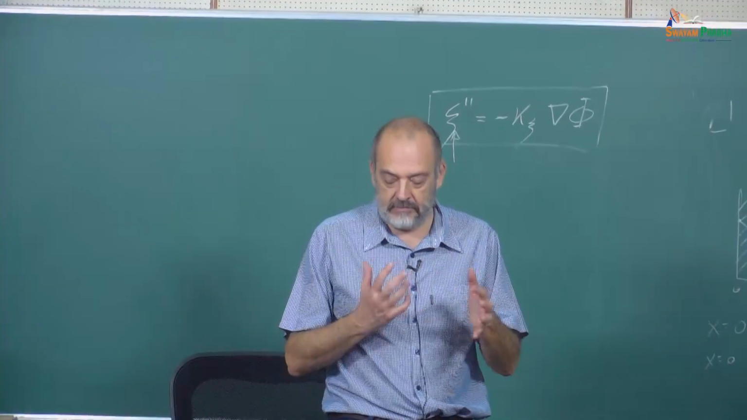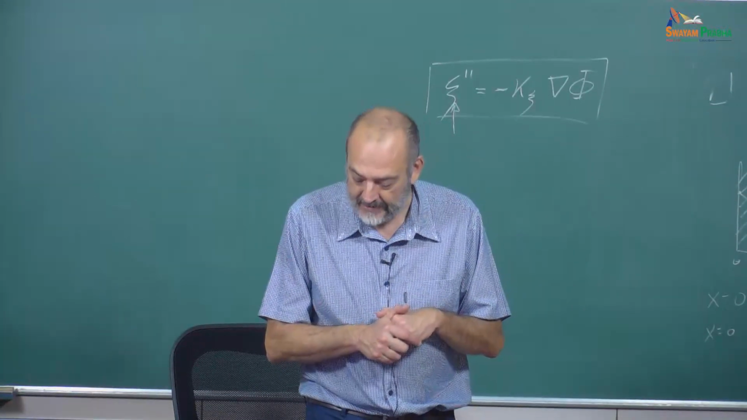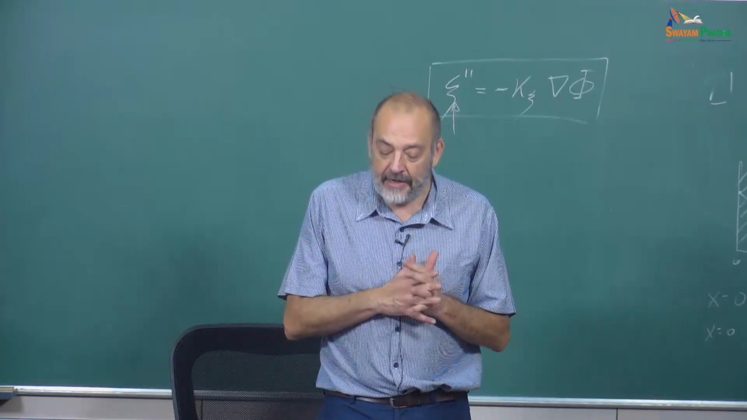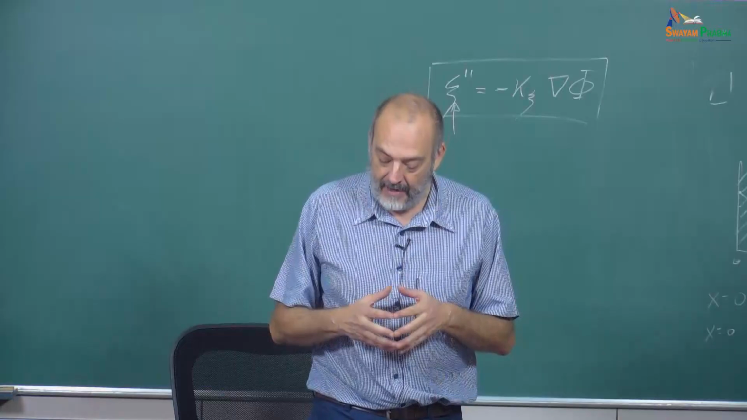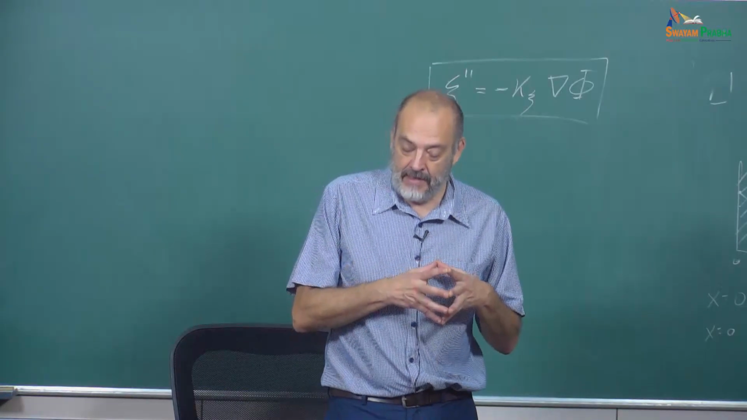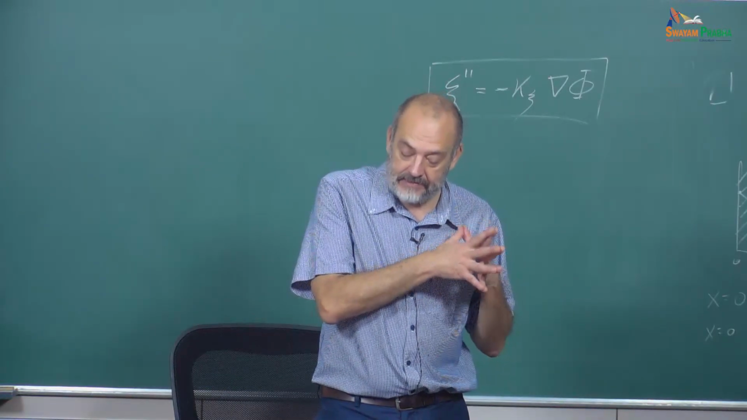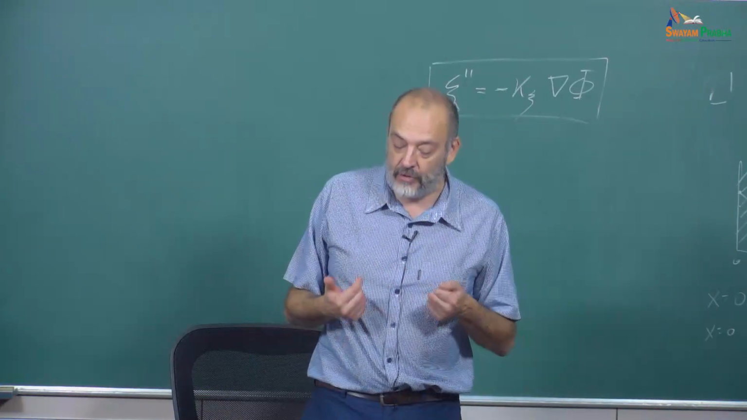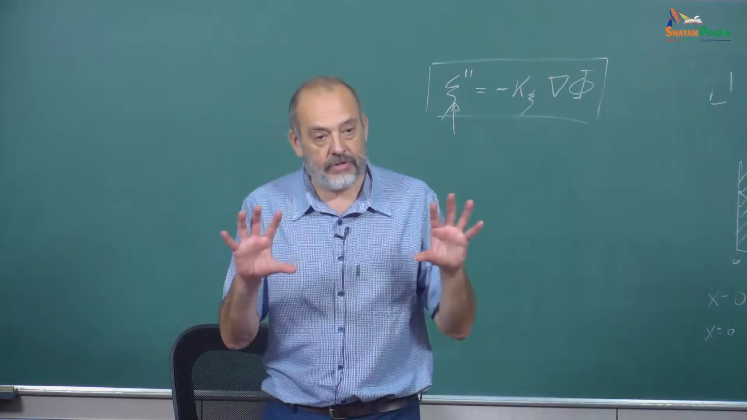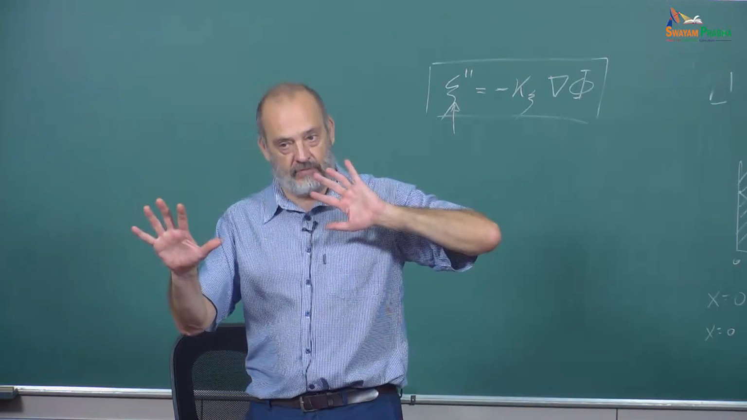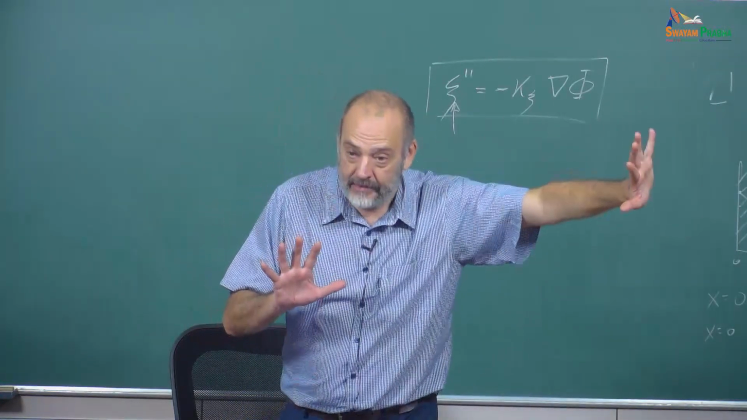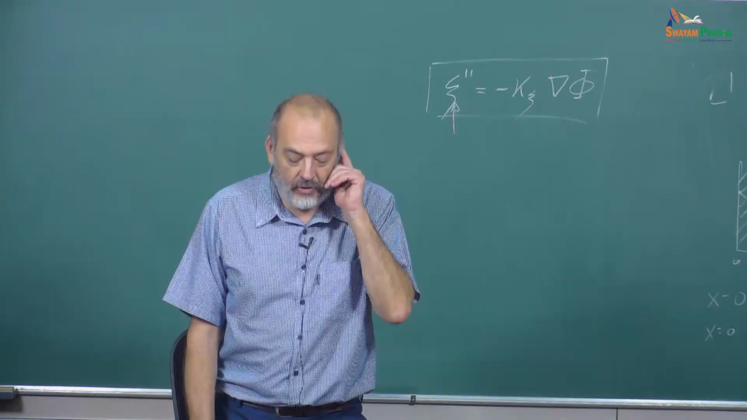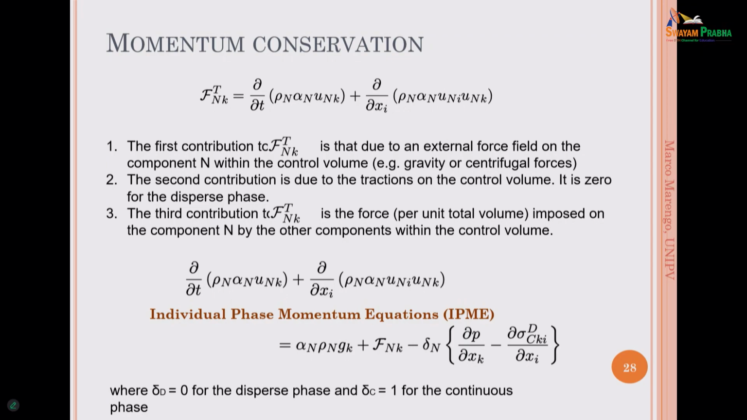Now, we are speaking about the stresses. The delta is again a delta, not the Kronecker delta, but another delta. I'm using delta D and delta C: delta D is 0 when we have a dispersed phase, and delta C is 1 for the continuous phase. Remember that I wrote this for either the dispersed phase or the continuous phase. And these are the so-called individual phase momentum equations.